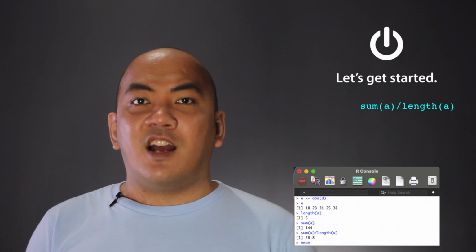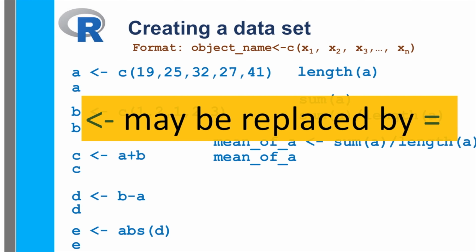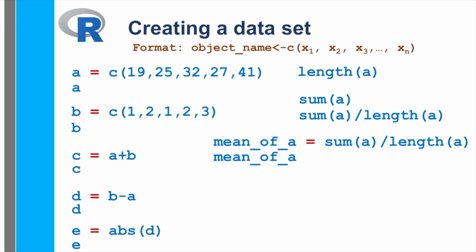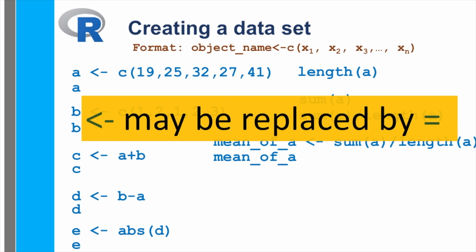Further, you may assign another object, let's say mean underscore of underscore A, to assign the sum of A divided by its length. Now note that that arrow, which is the combination of less than and dash, may be replaced by equal sign. So if you're not comfortable with using less than dash or the arrow, then you may use the equal sign. So meaning whatever we typed a while ago, all the arrows may be replaced by equal sign. It is because, again, that arrow is the same as the equal sign.